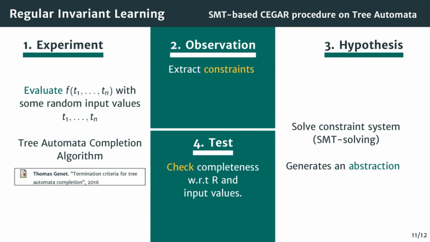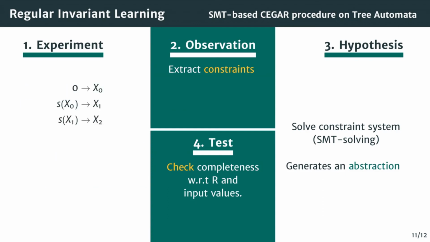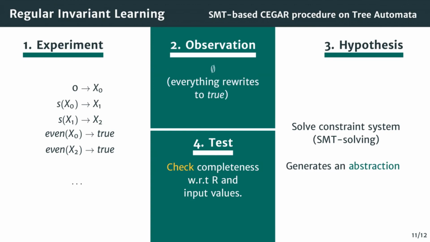To illustrate the procedure, let's take back the even function example. First, we experiment with the values 0, 1, and 2 that are recognized in this automaton by the states x0, x1, x2. Using the tree automata completion, we know that even of 0 and even of 2 rewrites to true. This is encoded by the following rules. If we only use this information, then we cannot observe the constraints. Every tested value so far rewrites to true.